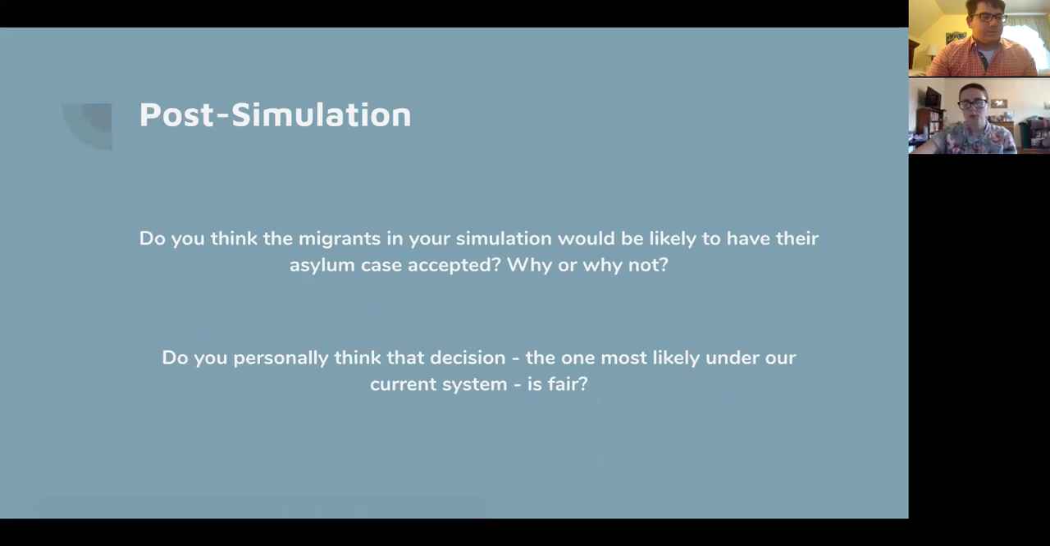A couple of groups, a couple students would answer, do you think that the migrants in your situation would be likely to have their case accepted based on the social studies lesson, based on what you now know about how that works? Why or why not? And then they're asked to reflect on whether they personally think that that's fair, regardless of what the legal system says. Do they think that law is really fair on a personal level?